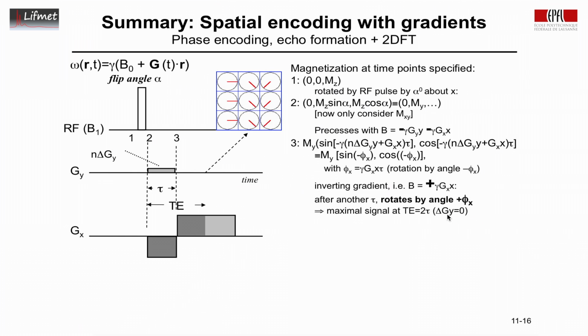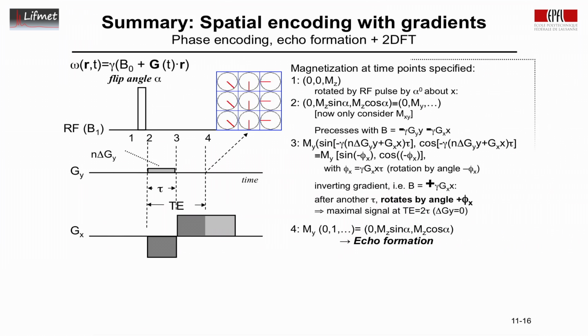I will assume here for this argument that delta Gy equals 0. And now we're looking at the fourth time point. For delta Gy equals 0, the magnetization is now given by Mz sine alpha for the y component and Mz cosine alpha for the z component, where we have echo formation. So we can work in these equations fully, mathematically, for the effect of the gradients.